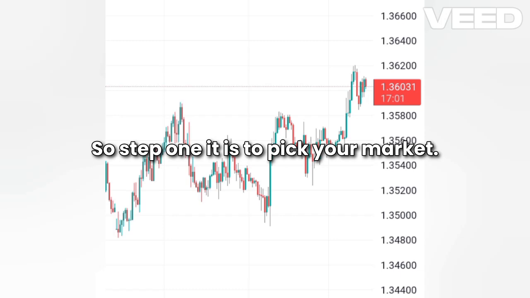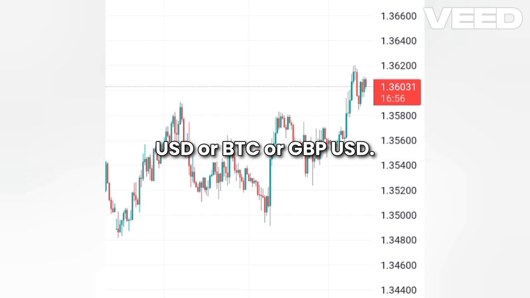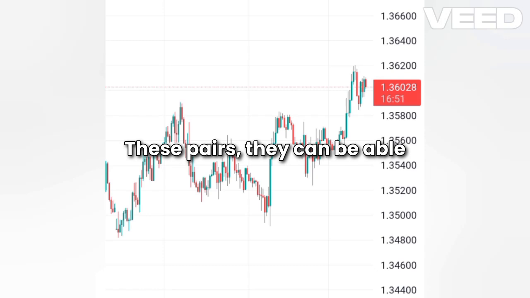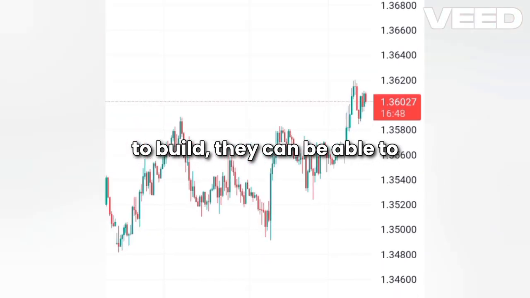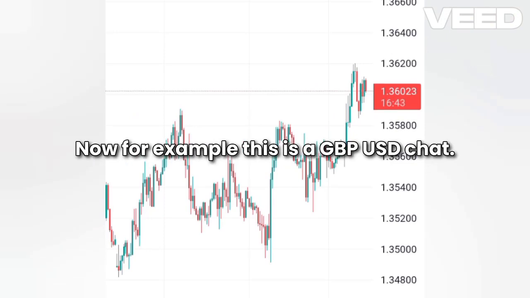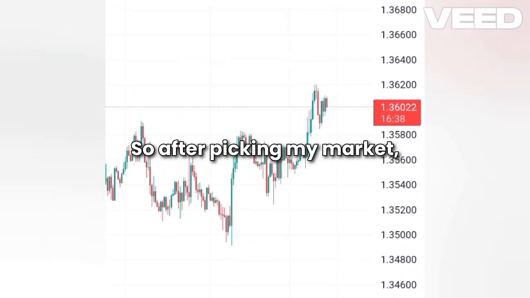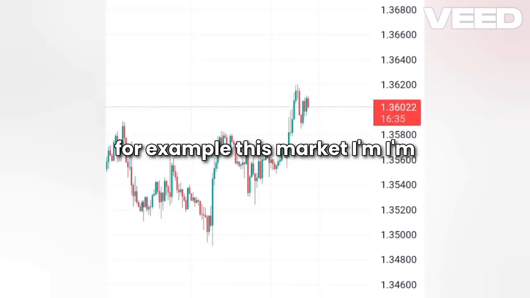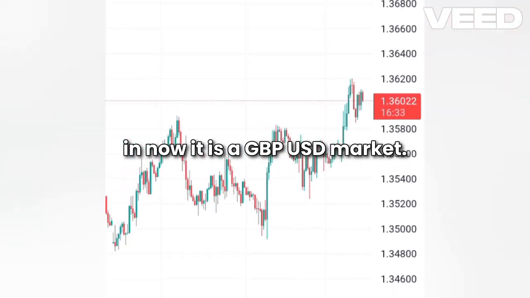Step 1 is to pick your market. This could be EUR/USD or BTC or GBP/USD. These pairs can go well with the strategy. Now, for example, this is a GBP/USD chart. So after picking my market, for example, the market I'm in now is the GBP/USD market.